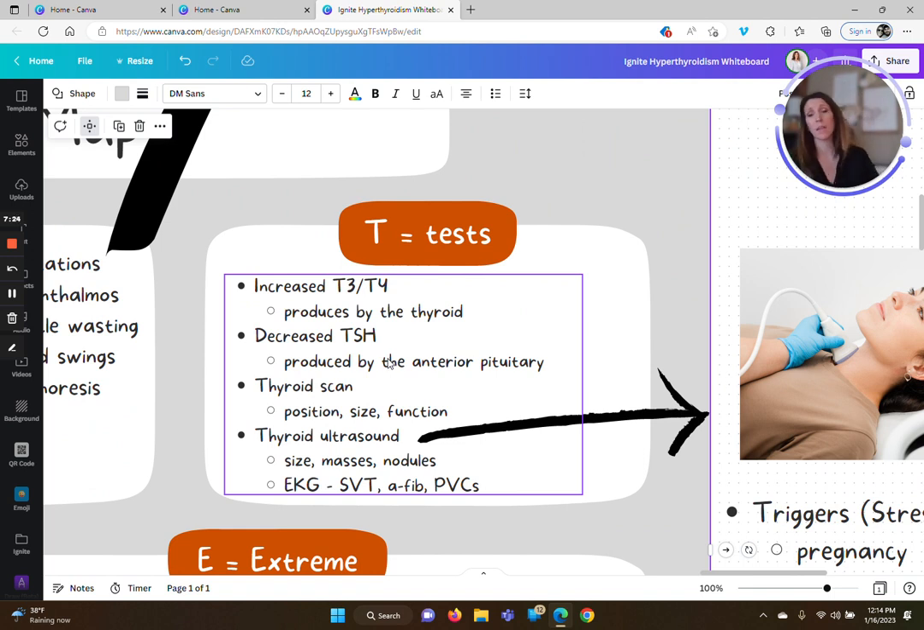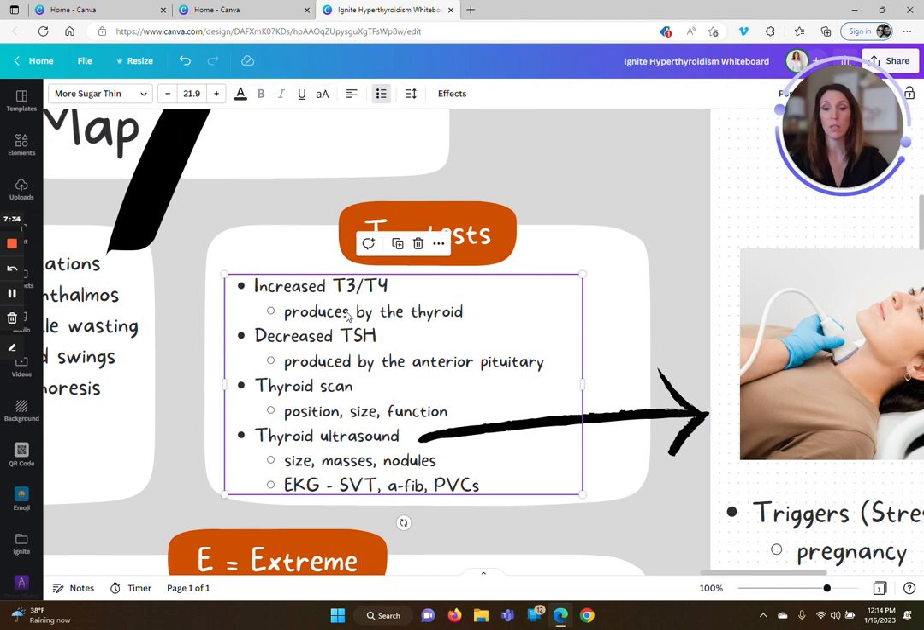And then tests, our T3 and T4 are going to be high. So I already discussed that those levels are produced by the thyroid. So the thyroid itself is hyperthyroid, so it is producing excessive amounts of T3 and T4. And then their TSH, their thyroid stimulating hormone, is going to be low, because we don't need very much thyroid stimulating hormone if our thyroid is already producing large amounts of the hormone. Okay, so those are the blood tests the patient's going to get.